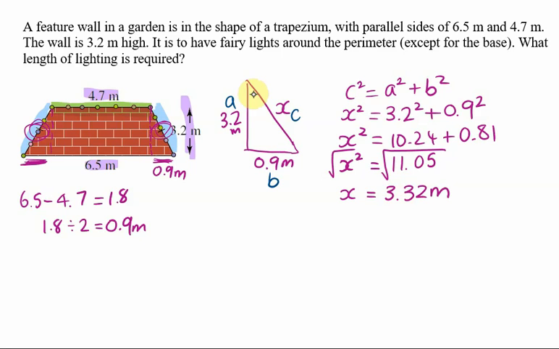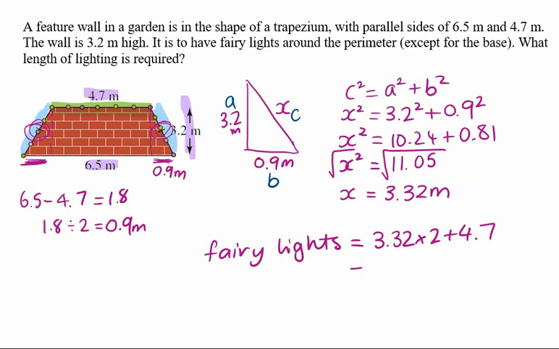We haven't quite finished answering our question. We found the length of that slanted side, but we know that we need fairy lights to go along the two slanted sides and that top of the wall. So the total length of fairy lights is going to be two lengths of 3.32 meters for the slanted sides, plus that 4.7 along the top. And we don't need fairy lights along the bottom, so we don't need to worry about that section. When we add those together, we are left with 11.3 meters of fairy lights altogether to go all along the wall.